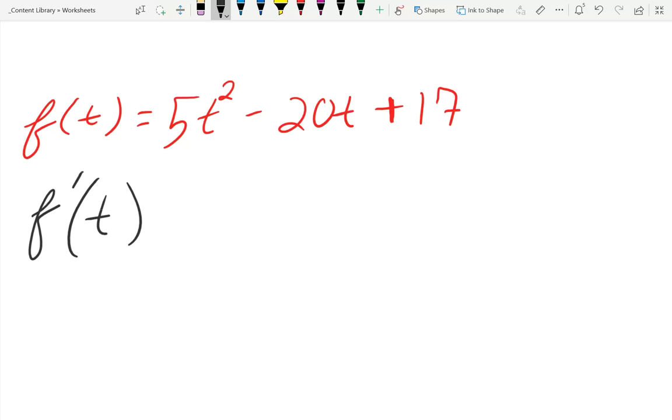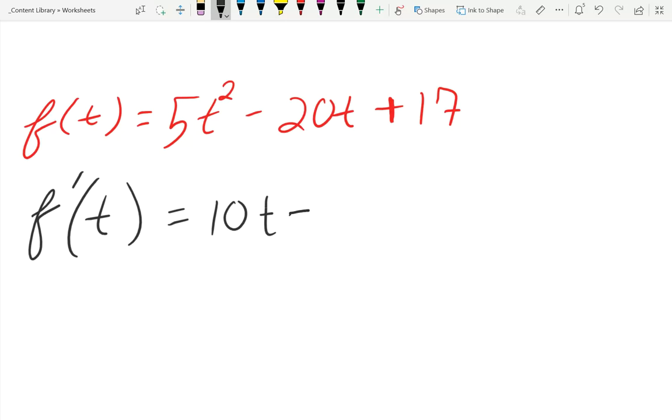So we're taking the derivative of 5t squared minus 20t plus 17. And when you take the derivative, we're going to use the power rule. So 5 times 2, bring down the power. So we take 2 times 5, which is 10. And then we just keep that t, just tag it on there. But then you see what's 2 minus 1? It's 1. So you just have it like that.